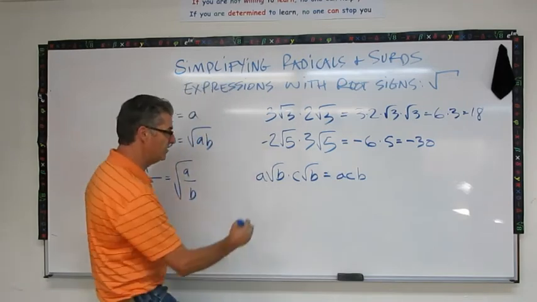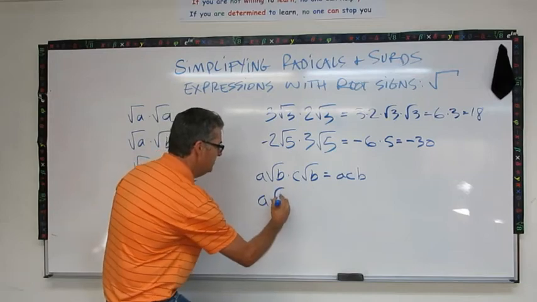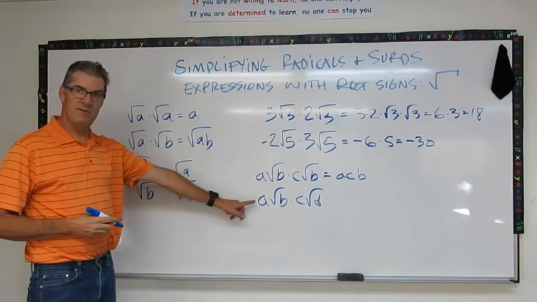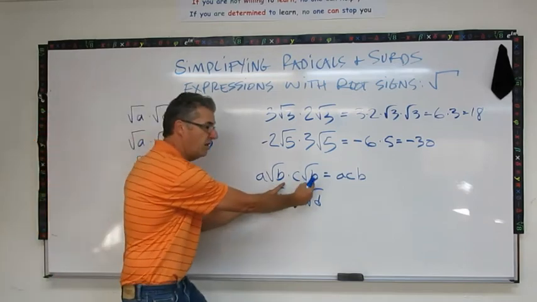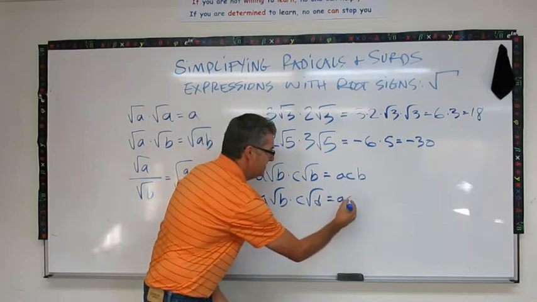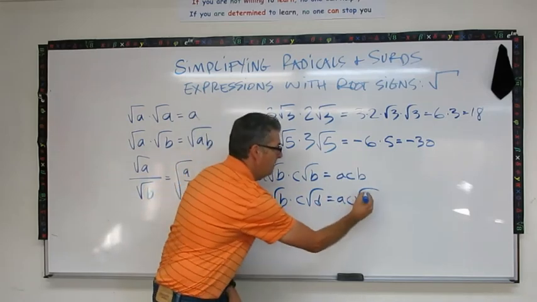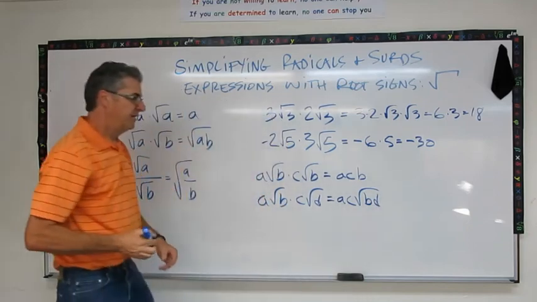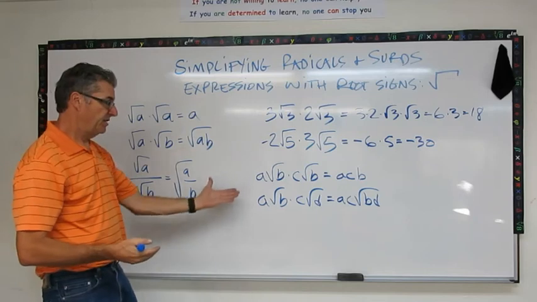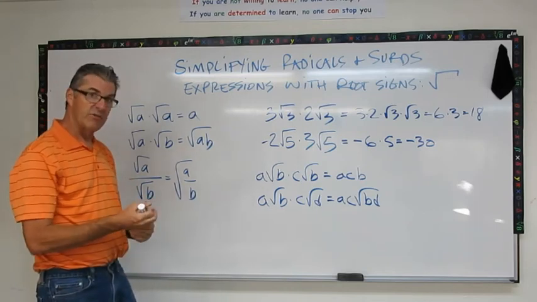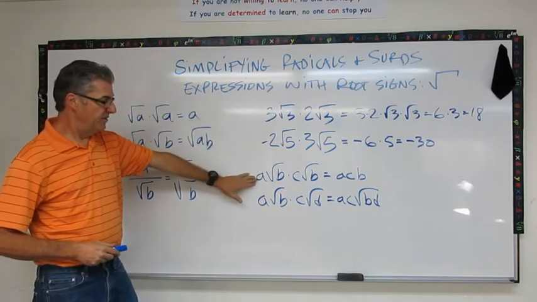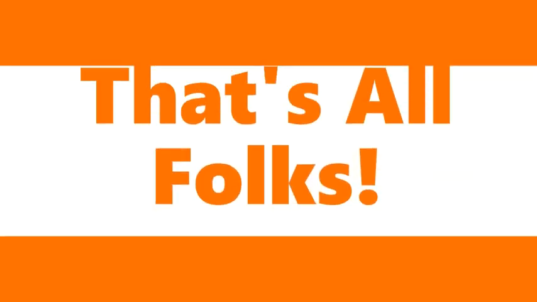We could develop another rule. Let's try a times root b times c times root d. Now this one's a little bit more complex because we're not going to be able to resolve the two root b's to just b, so we're going to have ac times root bd. So far, we don't have these rules expressed formally, but they totally work. So if you wanted to write them down and use them as you do these problems, particularly the ones that look like these two, these will be helpful for you.